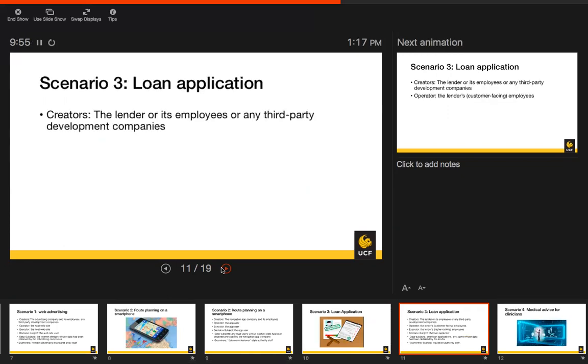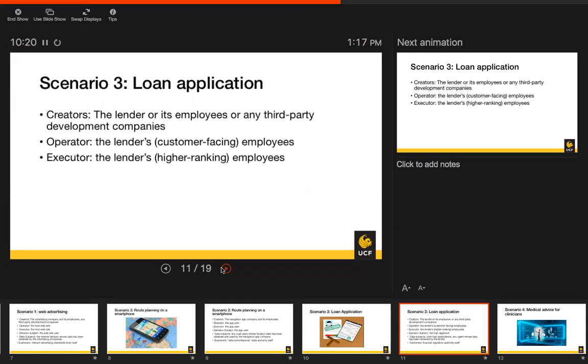So for this machine learning system, the creators will be the lender or its employees or any third-party development companies. And the operator would be the lender's customer-facing employees who will deal with the administrative parts. And the executor would be the lender's high-ranking employees who will make the decision how much to lend to you and what the interest rate is.